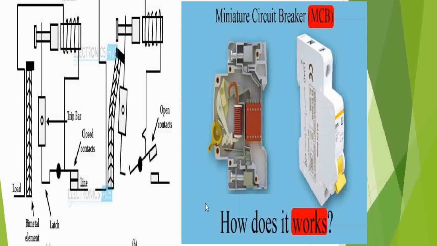So this is your miniature circuit breaker diagram. This is how your MCB looks practically. Nowadays in homes we find only MCBs. So individually, if a fault occurs in any room, the respective breaker will open automatically and it protects all the other devices. So you'll find this in your home also.